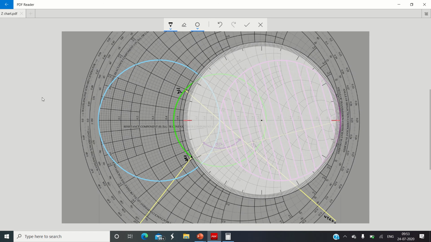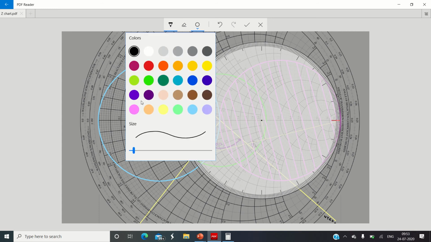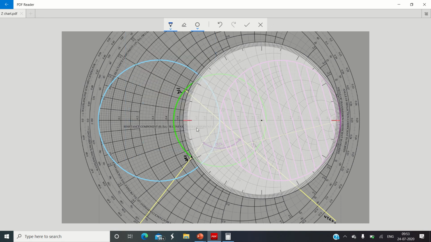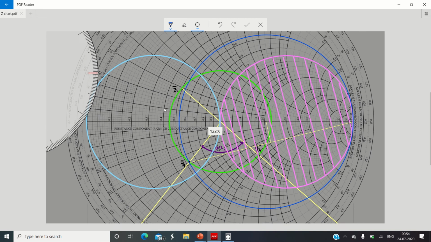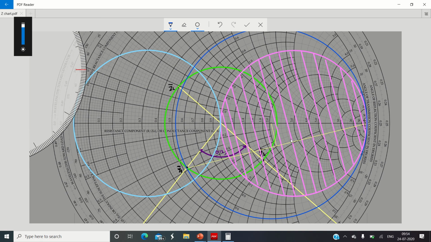This conductance circle I will draw with blue color. I will start from here and draw all the way around and complete it. After that, you remove your compass. Here you can clearly observe that I have drawn the blue circle. This blue circle represents a constant conductance circle passing through y1 bar.